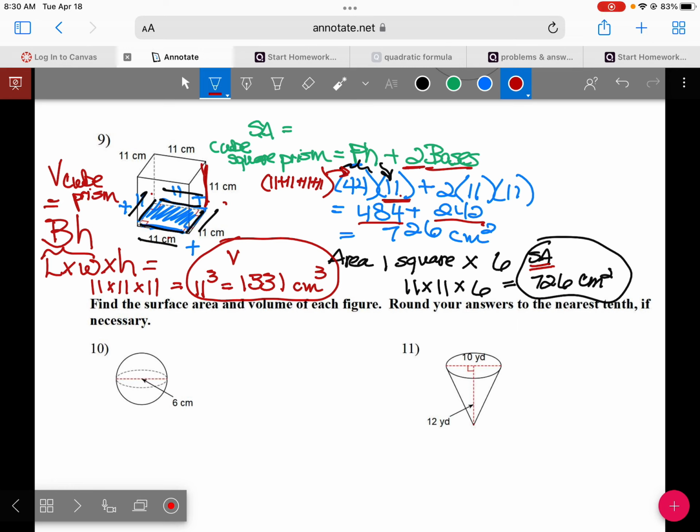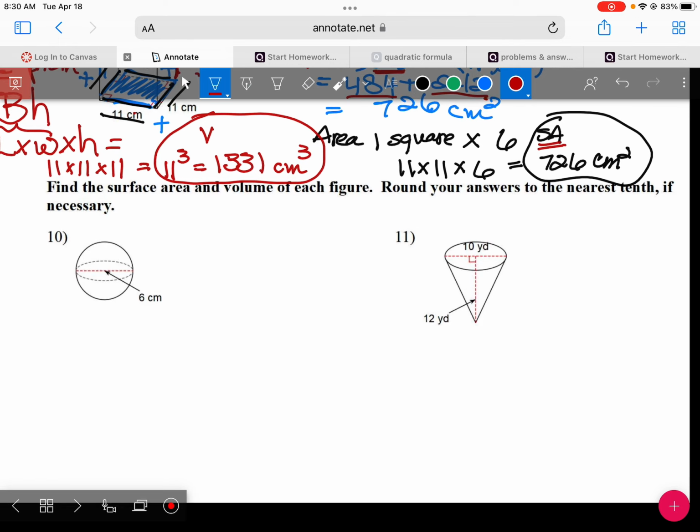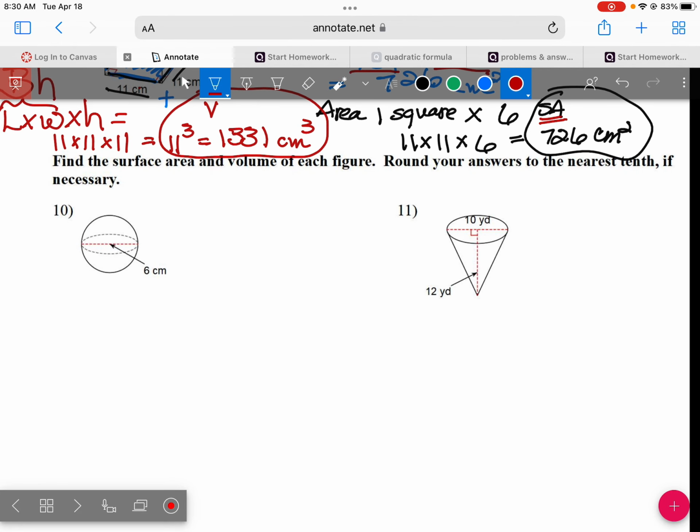You should know how to find the volume of a cube and the surface area of a cube. All right, I'm gonna skip 10, but surface area would be 4 pi r squared. Volume would be 4/3 pi r cubed. So you just have to make sure if they're asking for surface area, you use this formula. If they're asking for volume, you use this formula.